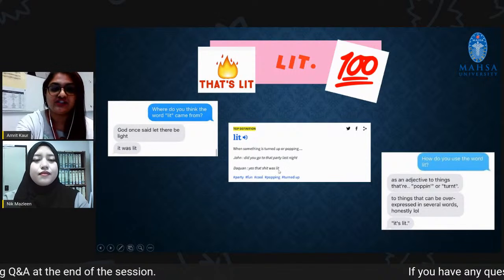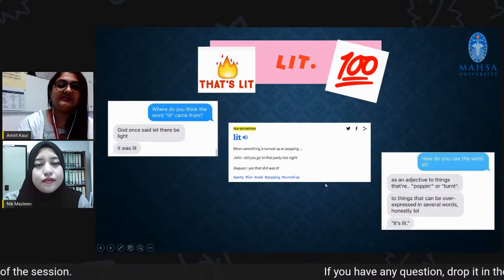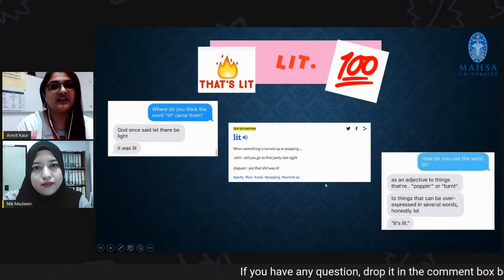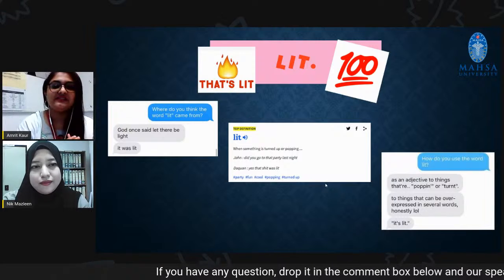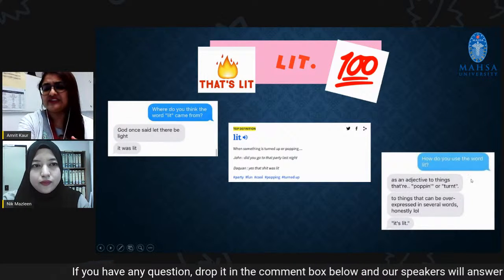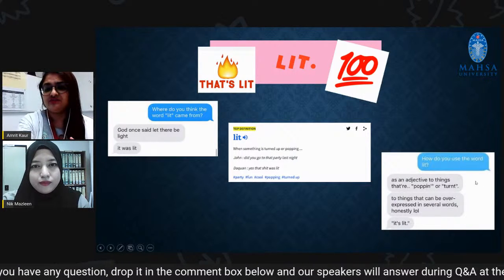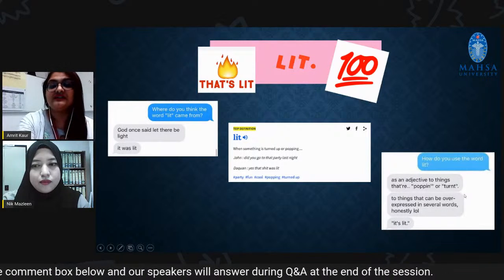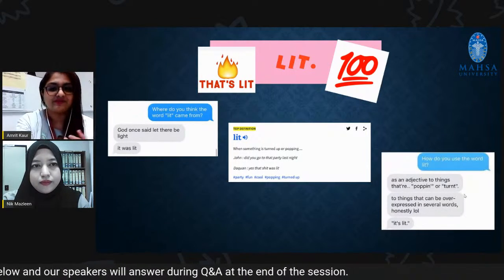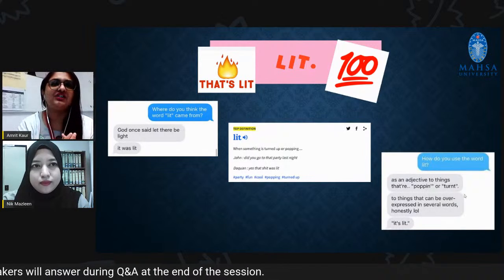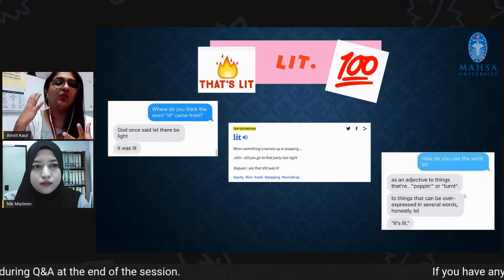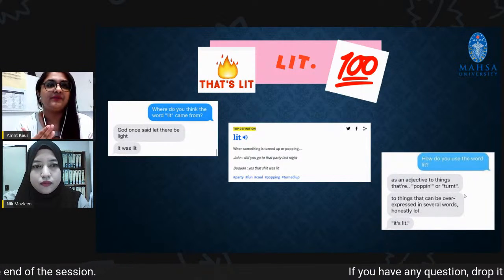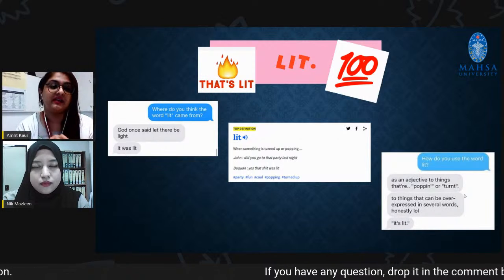And if you look at Urban Dictionary over here, it means something that is turned up, it's popping. You can even say it's turned. If you can see here, this is a conversation: how do you use the word lit as an adjective for things that are popping or turned? All these are actually words, and words and literature are interconnected.